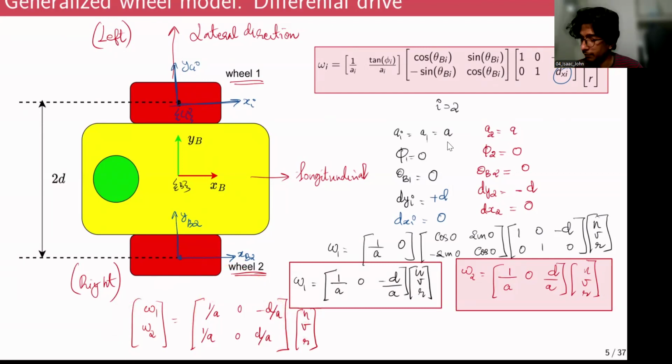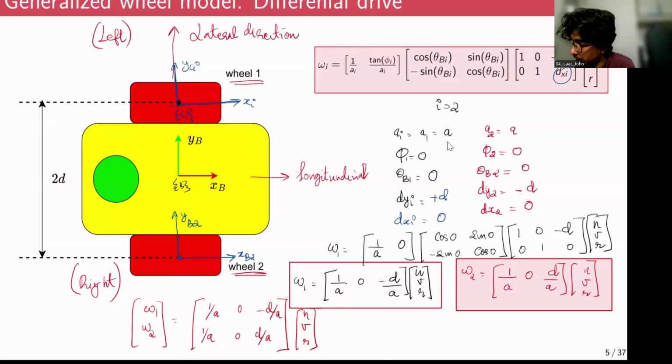Or if you want to find the other way around, if you know this u, v, and r, if you want to specify the robot to move in a specific direction that is defined by this u, v, r, and if you want to compute this omega 1 and omega 2, you can simply pre-multiply these two quantities. Either way, the forward problem or the inverse problem, you can basically find out using this relationship.